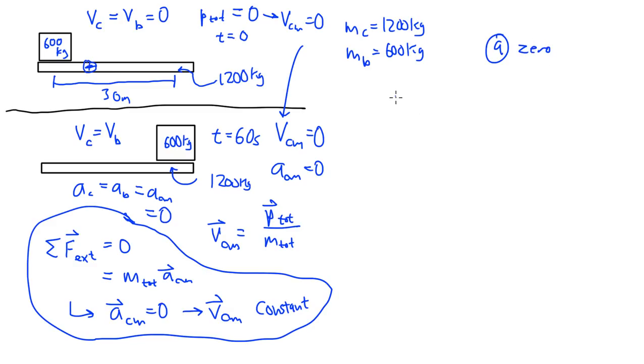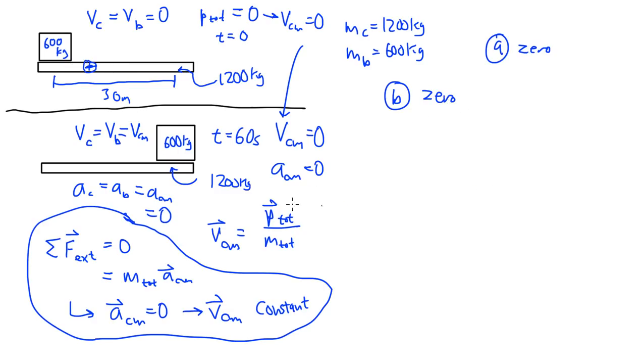Okay. Part B, what's the velocity of the train car at the end? Well, the velocity of the train car is equal to the velocity of the balls, and they're both the same, so they must be equal to the velocity of the center of mass, which we showed is 0. So the answer to B is also 0.